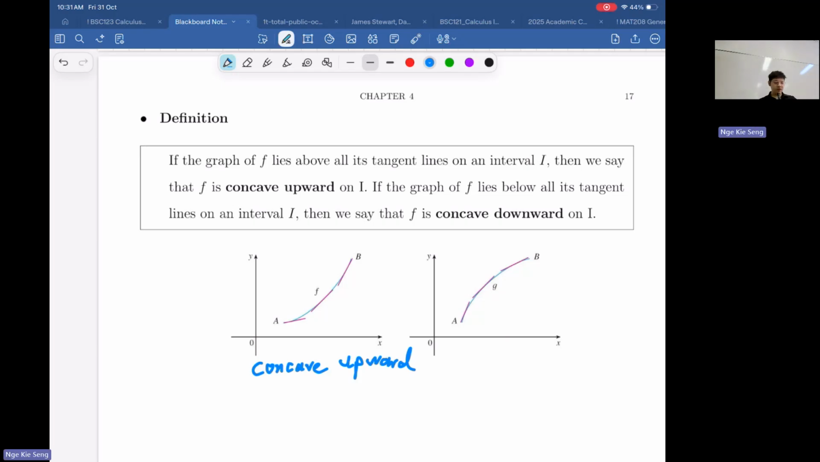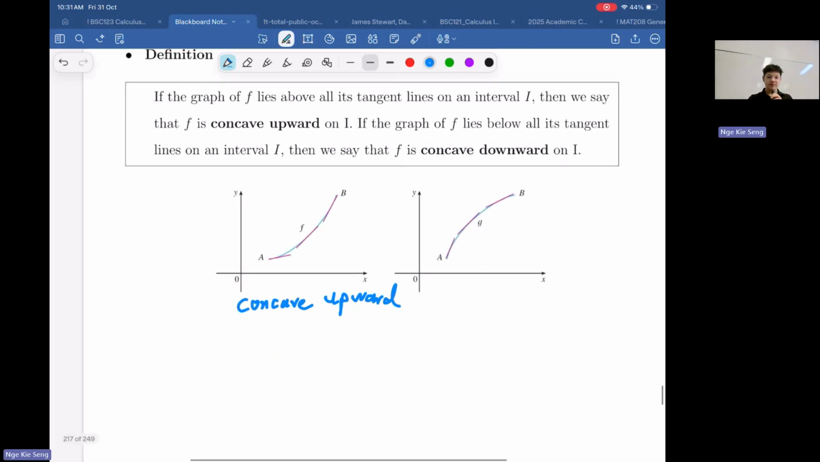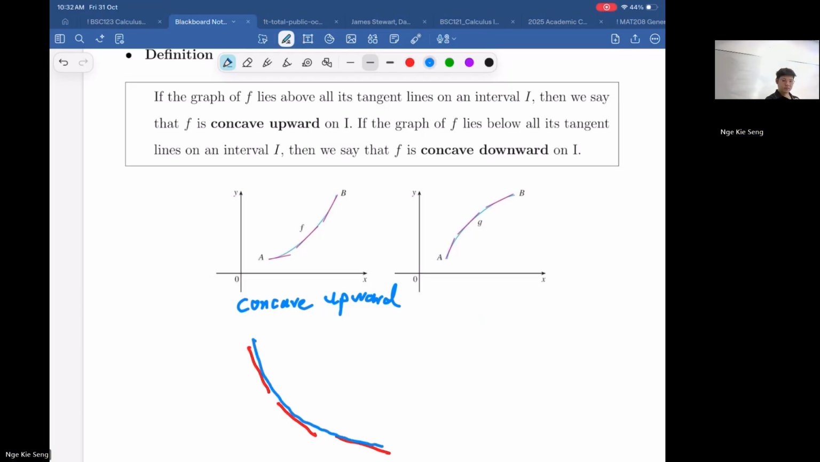There are another two possibilities. You could have something like this, decreasing, still concave upward. On the other side is decreasing as well. If you learn physics, there's a concave lens and a convex lens.